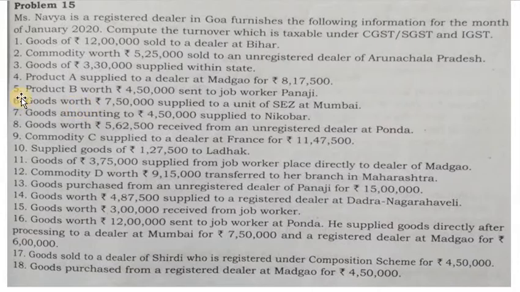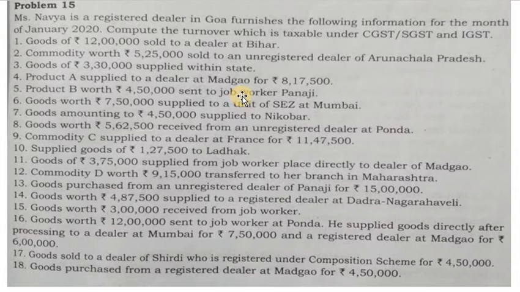Product B worth rupees 4,50,000 sent to job worker at Panaji. So Panaji again is in Goa. But what is the transaction? Product B worth 4,50,000 sent to a job worker. So who is a job worker? One who processes the goods. He is not coming out with a finished good, but he will just process the goods.